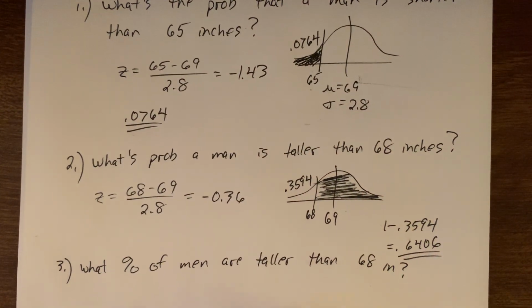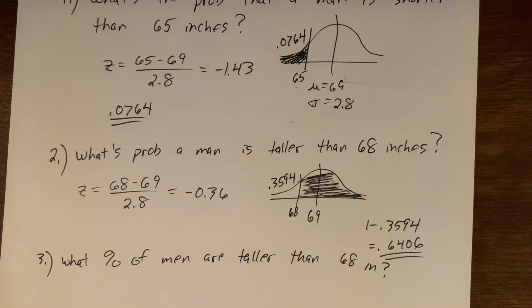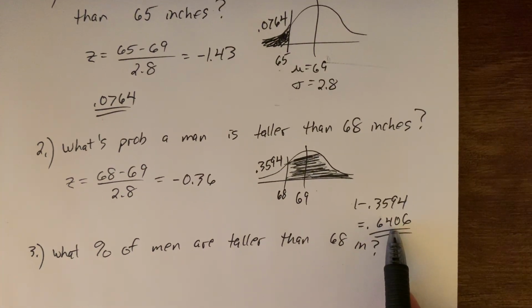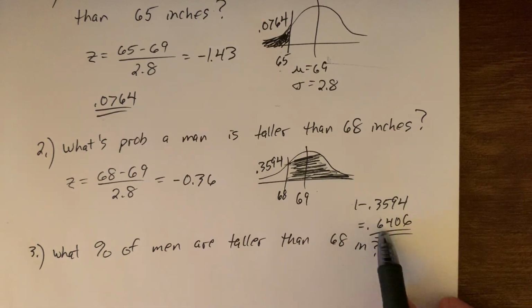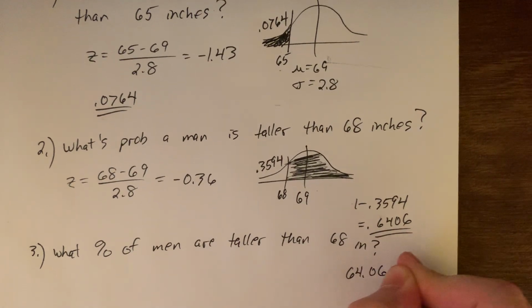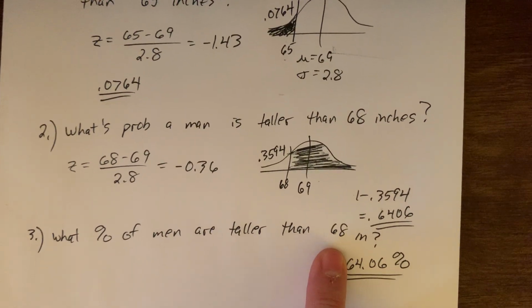And I just wanted to point this out, that we've done this a lot with probability, that if you know the probability that one event happens, then you know the percentage of the time it happens in general. So that's all we're going to use here. Here we found the probability that one man is taller than 68 inches. So if the probability one man is taller than 68 inches is 0.6406, that means 64.06% of men are taller than 68 inches.